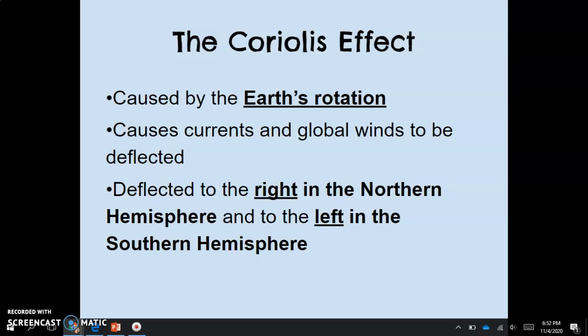So even though the trajectory of that paper airplane is straight, it's going to appear to curve to the right. Now, if you're in the southern hemisphere, you could do the same thing and it's going to curve to the left. What this means is that because everything gets directed to the right in the northern hemisphere, we're going to see hurricanes that spin counterclockwise in the north, and hurricanes that spin clockwise in the south.